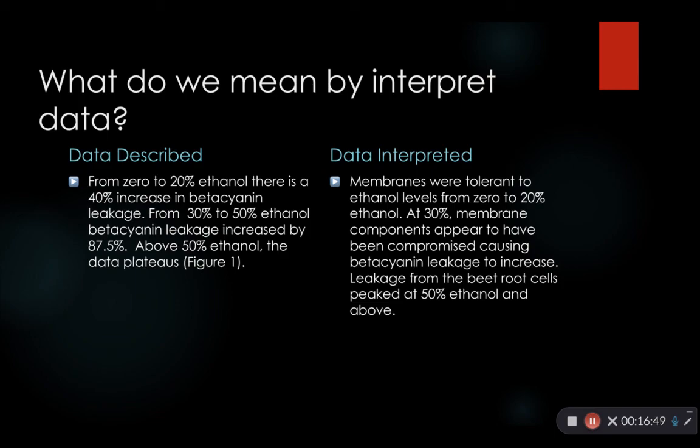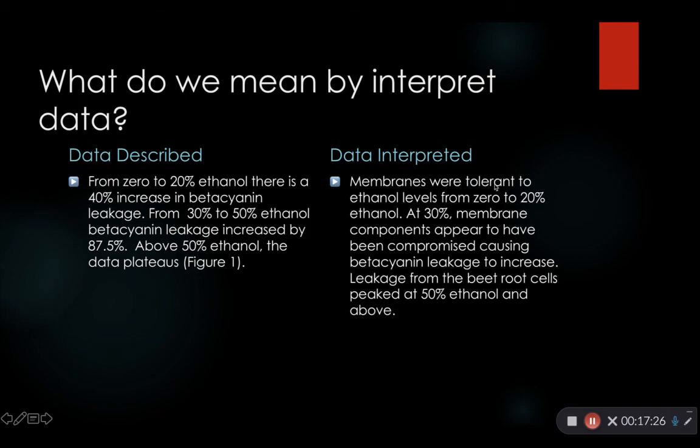All right, so again, what do we mean by interpreting the data? So here's an example. If in the results section you describe data like this: from 0 to 20% ethanol, there's a 40% increase in beta-cyanin leakage. From 30 to 50% ethanol, beta-cyanin leakage increased by 87.5%. Above 50% ethanol, the data plateaus. Figure 1. Okay, so we're referring to figure 1. All right, data interpreted.